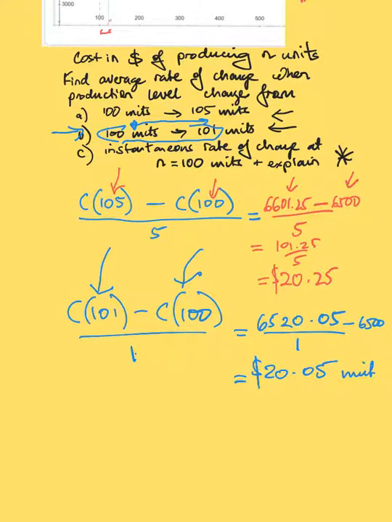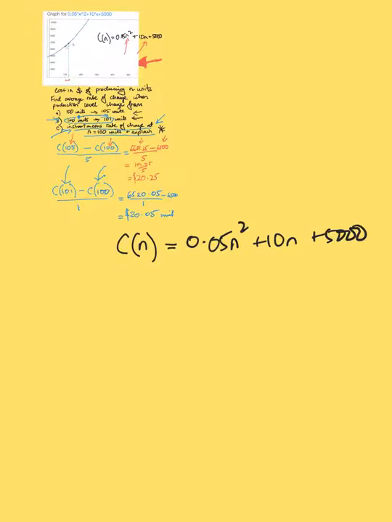But the next question is very interesting. It says, what's the instantaneous rate of change when there's 100 units, and explain what that means. Well, it's not giving me the difference of 2, so I have to differentiate the cost function to find a gradient function. So let's try that. So I'm going to differentiate this to find my gradient function. So remember, take the 2 to the front, so it's 2 times 0.05, and now I just have n, because I've taken one from there, and then I have 10, and of course I don't need to worry about this constant. So let's calculate that all out.